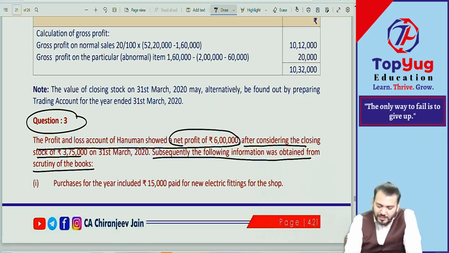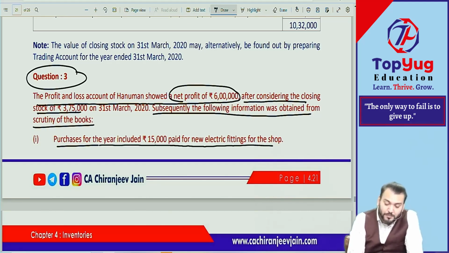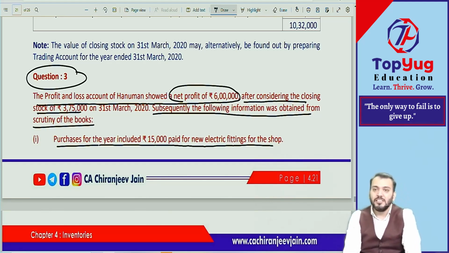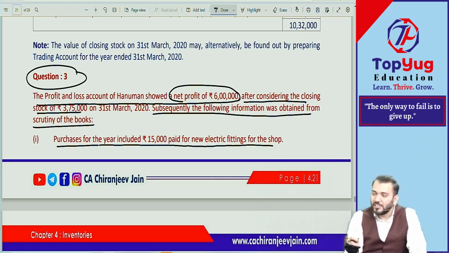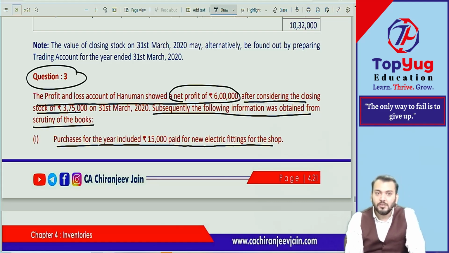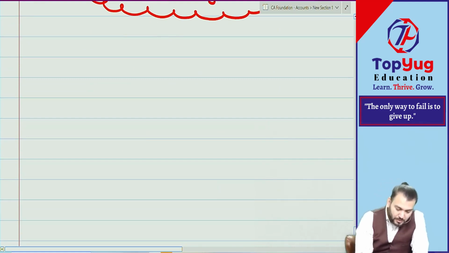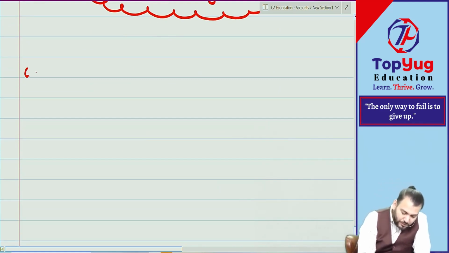We do some adjustment. The purchase for the year included 15,000 paid for new electrical fitting for the shop. Means rectification entry: something which you have purchased for electrical fitting you have included in the purchase account. Yes or no? So you need to decrease purchase. So what journal entry will you do? Write down. We are doing question number 3.